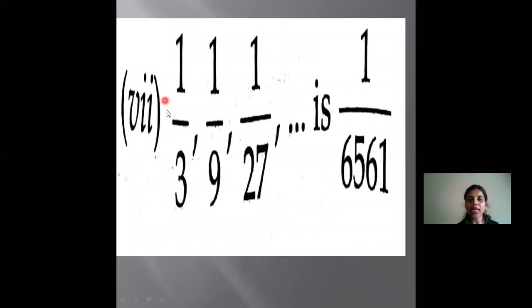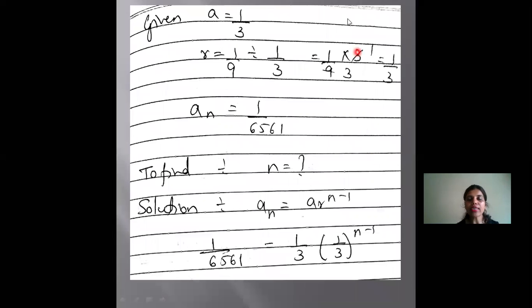In the next question, a value, r value, 1 upon 9 divided by 1 upon 3 you'll get. And you are having an value, that is 1 upon 6561. So now you'll write the given thing. A is 1 upon 3. R is 1 upon 9 divided by 1 upon 3. So 1 upon 9 into 3 becomes 1 upon 3. An value is 1 upon 6561. You have to find n. So an is equal to a into r raised to n minus 1. 1 upon 6561 is equal to 1 upon 3 into bracket 1 upon 3 raised to n minus 1.